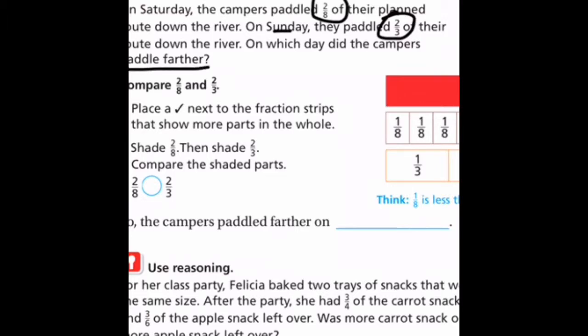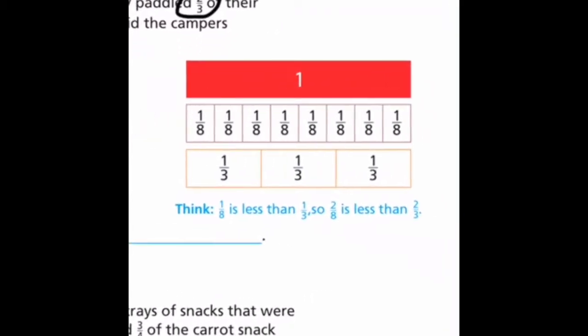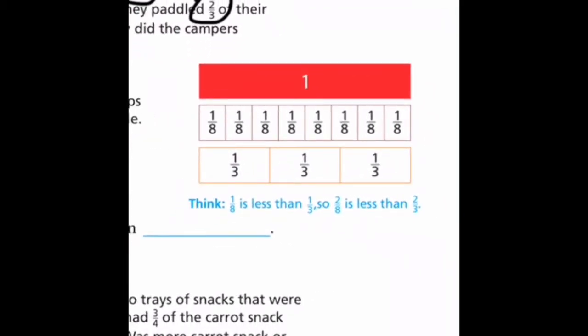On which day did they paddle farther? So we come over here, 2/8 on the first day. We're going to shade that in, 2/8, which is going to be this amount. And I'm just going to highlight it, or put a border around it. And then the next day they went 2/3 of the way, and that's this amount right here.